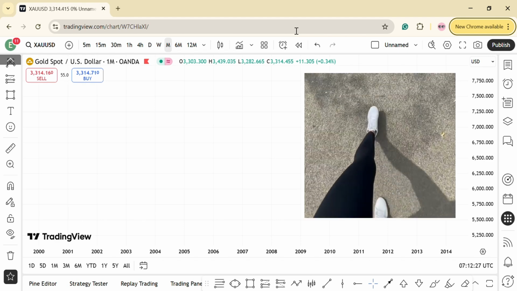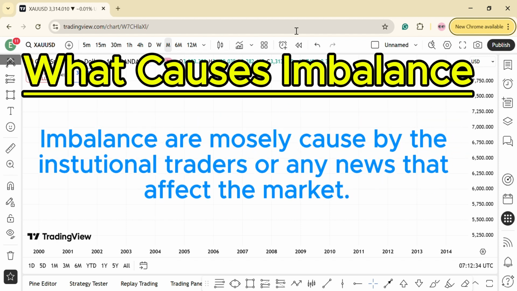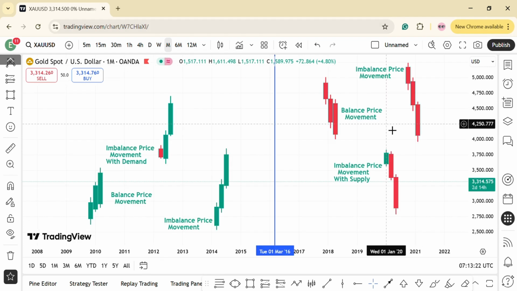Then what causes this abnormal movement of price, which is what causes imbalance? Imbalances are mostly caused by institutional traders or any news that affects a given instrument. How to identify imbalance? First thing you have to know is that three candles make up a lookout for imbalance. It has to be what? Three candles, not two. Three candles make up a lookout for imbalance.